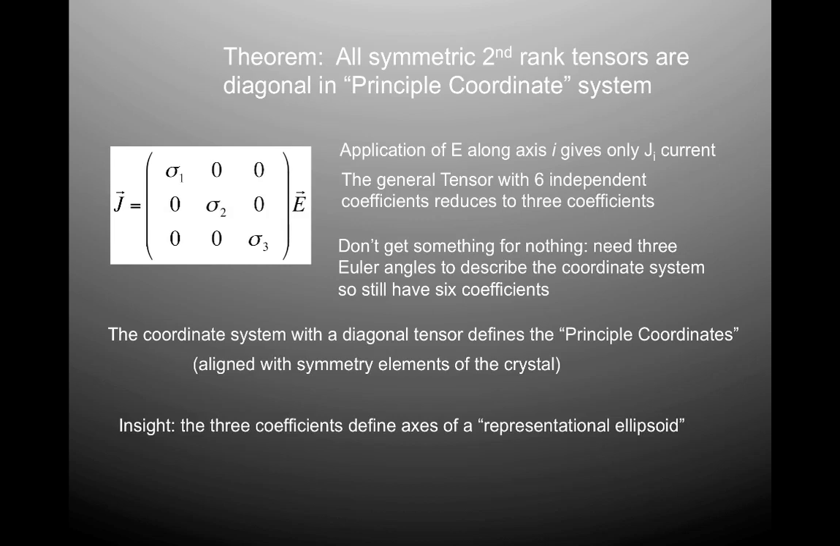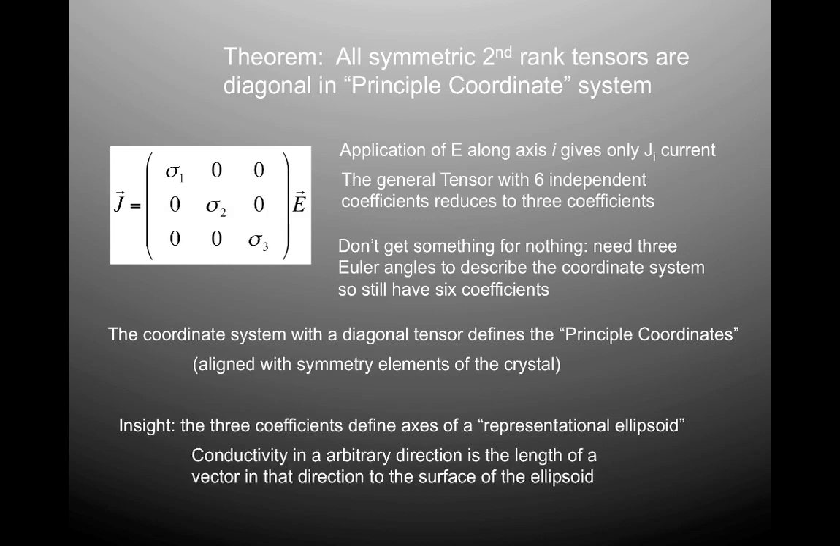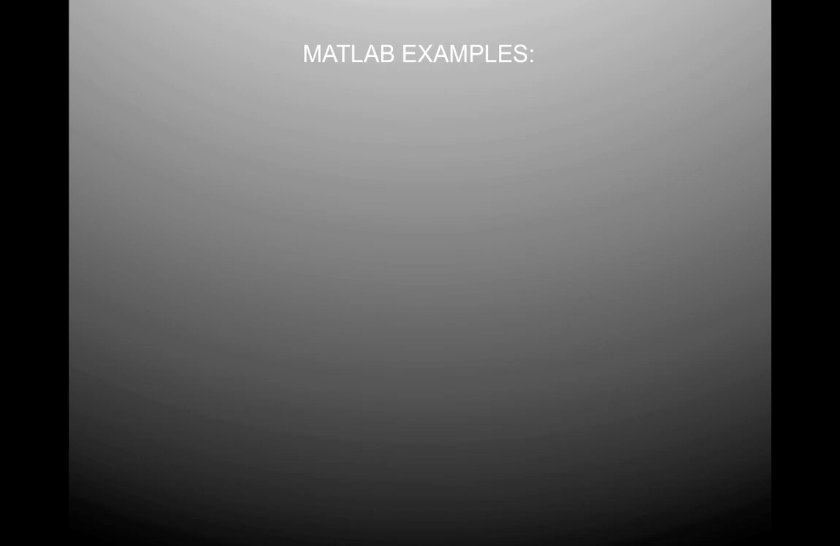There's an old insight that the 3 coefficients of the tensor in principal coordinates can be mapped into a representational ellipsoid, in which the axes of the ellipsoid are defined by the 3 conductivities, and the conductivity in an arbitrary direction is the length of the corresponding vector that reaches the surface of the ellipsoid. And I'll not go into that. You can look at Nye for the full discussion. But I want to cover some examples using MATLAB.